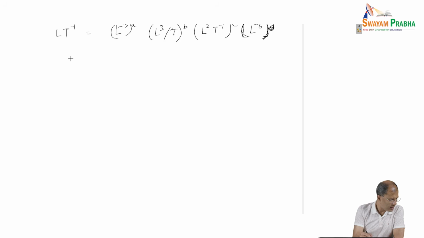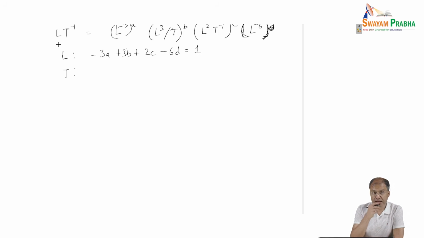Right? And then what we have is, if we are going to compare the powers of the dimensions, for L we have the following equation: 3a plus 3b plus 2c minus 6d is equal to 1. On the left hand side it is 1. And for t, we have that minus b minus c is equal to minus 1. And from here, we can quickly find out that b is minus.